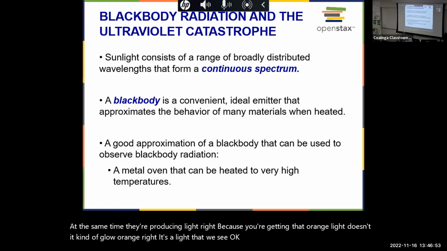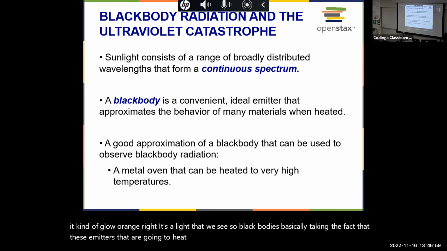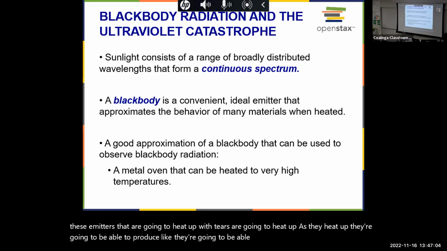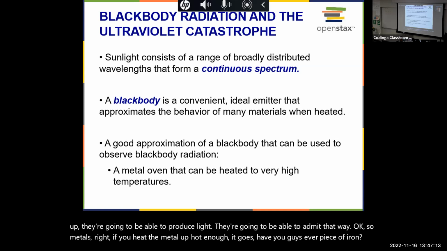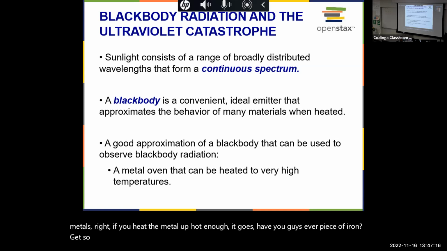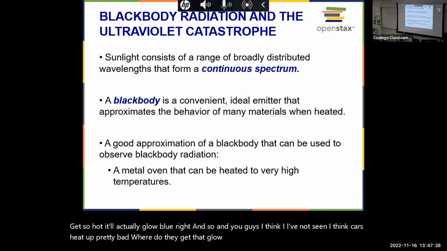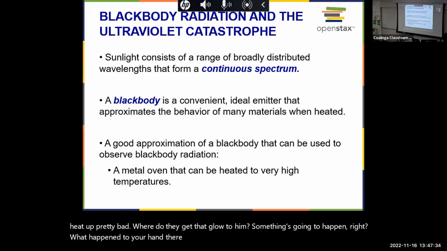Okay. So black body is basically taking the fact that these are ideal nodes. They're going to be able to emit that light. Heat a metal up hot enough, it glows. Have you guys ever seen a piece of iron? A piece of iron, if it's so hot, it'll actually glow blue, right? And I see cars heat up pretty bad where they get that glow to them. So something's going to happen, right? Yes. Your car, that's probably what happened to your car that day, right? Okay. So you won't sit there and notice it, okay?